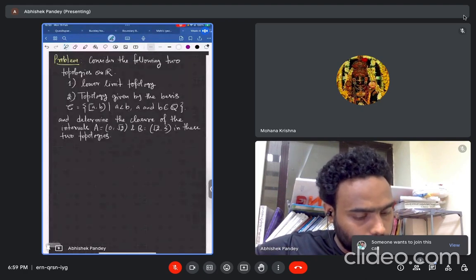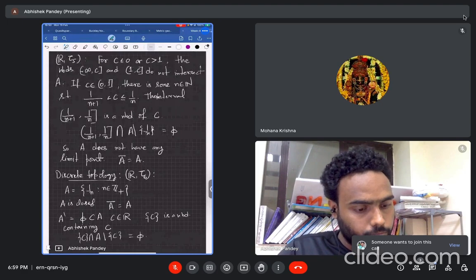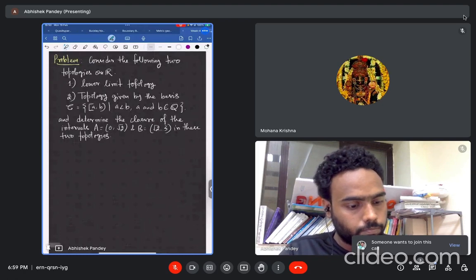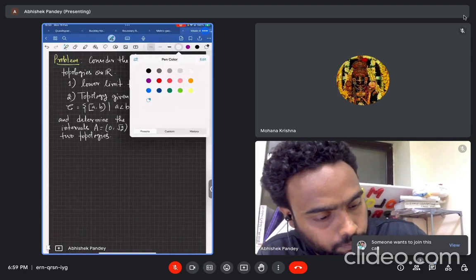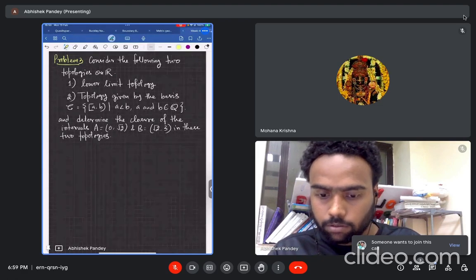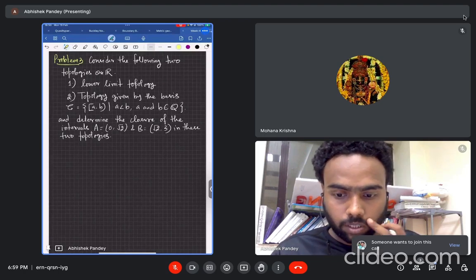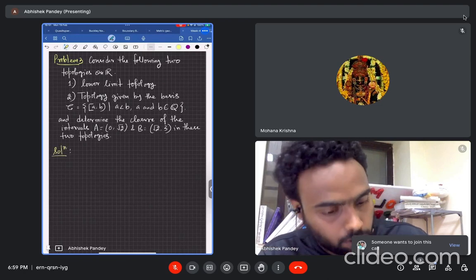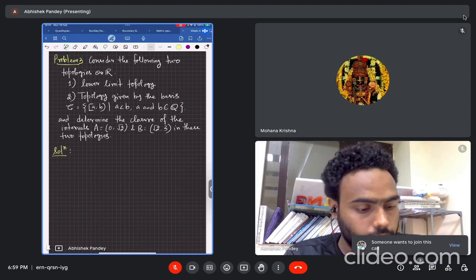So I think we have done all this one. Okay, let us move to the next problem. So this is problem 3. Consider the following topologies on R. Solution: consider the following two topologies on R: the lower limit topology and the topology given by the basis, this one.